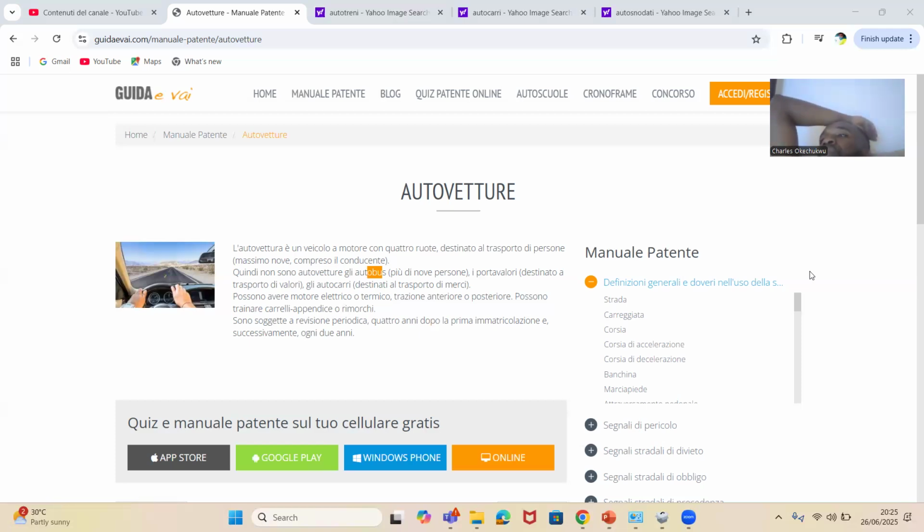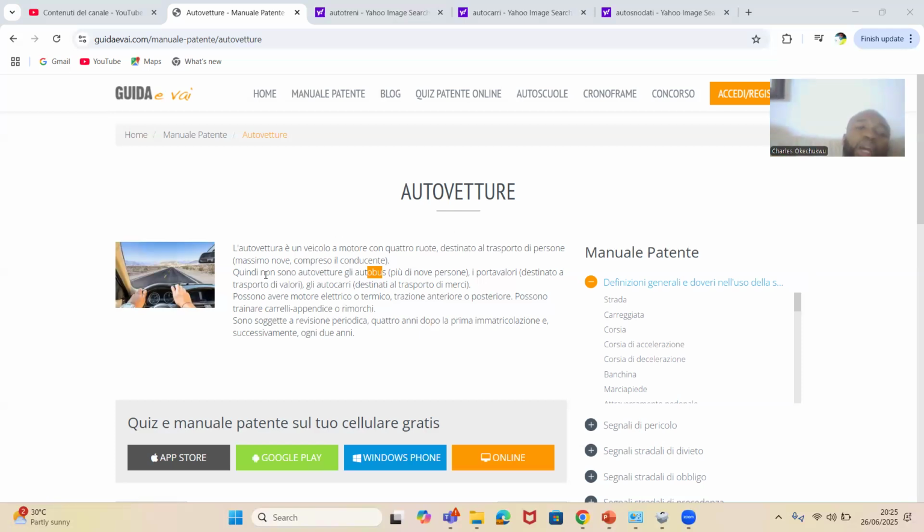I think the difference is the number of seats. Thank you, ma. The number of seats. The autobus is more than 9 seats, 9 seater. Exactly, ma. And the Autoveicoli is the maximum is 9 seater. Okay, guys, please write it down. That's what they told us.